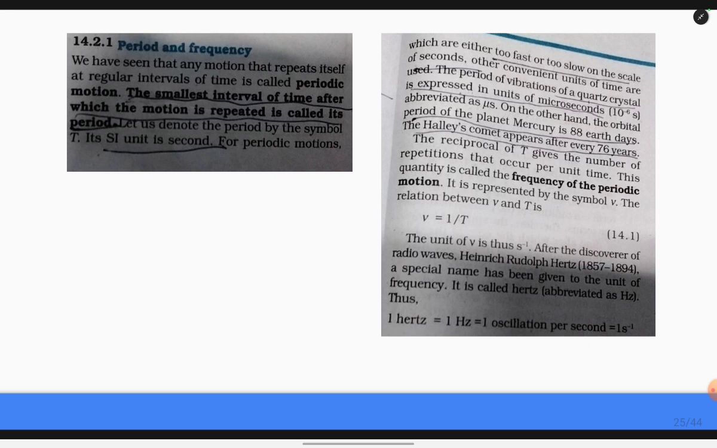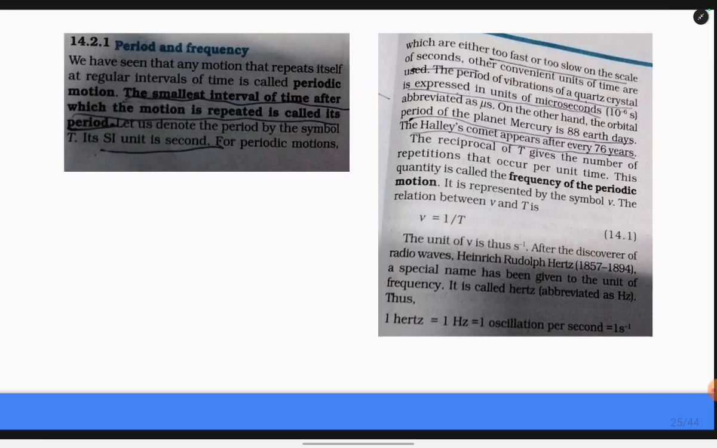And the reciprocal of T gives the number of repetitions that occur per unit time. This quantity is called the frequency of the periodic motion. So I already told you that frequency is equal to 1 by T. The relation is given in the form of a statement. Let's move on to the next slide.